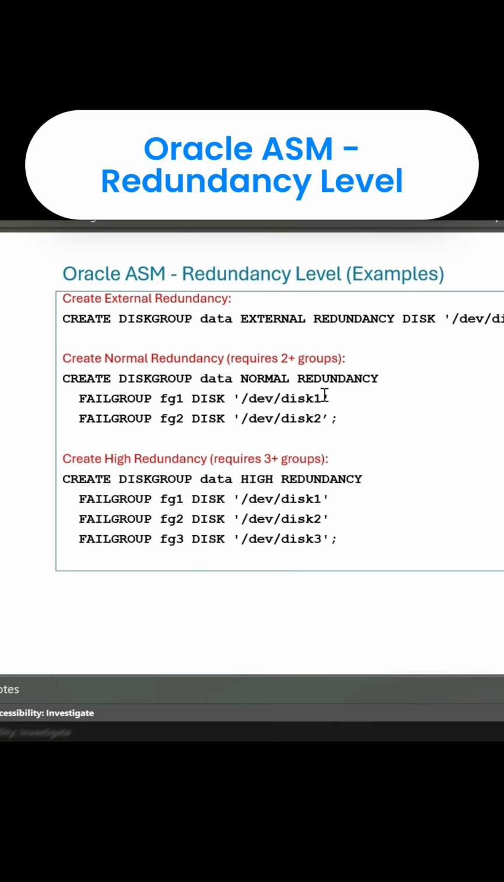Here are some syntax examples. Create diskgroup data external redundancy. So it is external redundancy. You can provide one disk group, and a minimum of one failure group is needed.